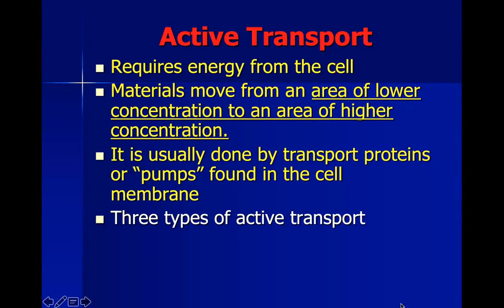In order to do that, most of the time, cells are going to have specialized protein pumps in the cell membrane to take care of the movement of materials via active transport. So what we're going to do is look at 3 different examples of active transport and talk about where we might find those and why they are important to living organisms.